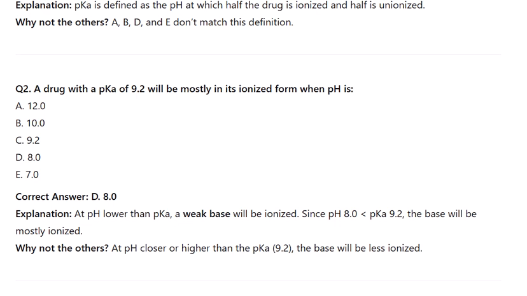Since pH is 8.0 and pKa is 9.2, the base will be mostly ionized. Why not the others? At pH closer to or higher than the pKa of 9.2, the base will be less ionized.